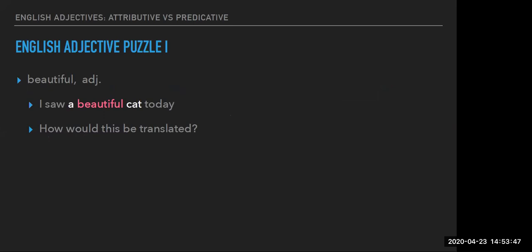Okay. So English adjectives are usually of 2 types, right? Attributive and predicative. So what we have here is beautiful. I saw a beautiful cat today, where beautiful is an attributive form, where it appears before the noun and it modifies the noun in that way. And how would this be translated in an Indian language?